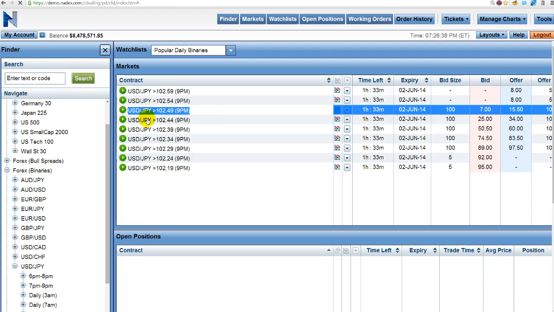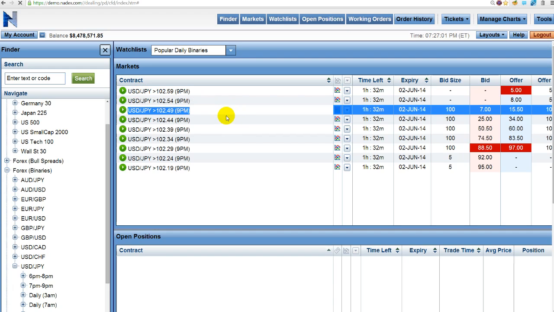So if the contract says the U.S. yen will be greater than 102.49 at 9 p.m. Okay? Is that statement true or false? Now, again, this is the most basic definition. You don't have to wait till 9 o'clock. The price will change between now and 9 o'clock. Okay? So it's the most basic definition.